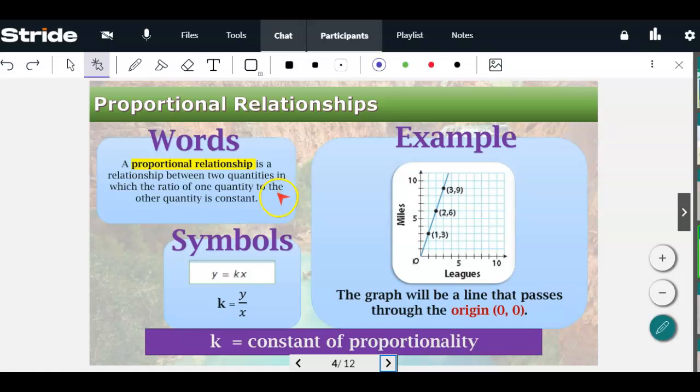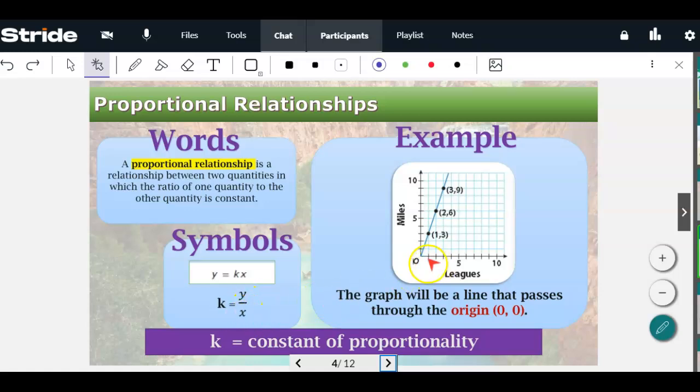All right, so proportional relationships, we put it all together now. It is a relationship between two quantities in which the ratio of one quantity to the other is constant. Here is the equation, how it is represented. Y equals kx, where k is called the constant of proportionality. And you get the constant of proportionality by y over x.